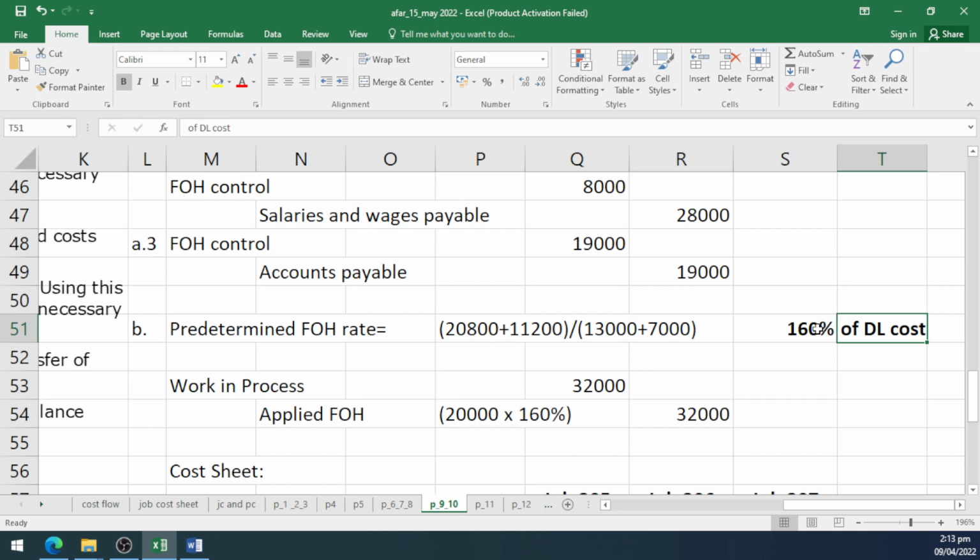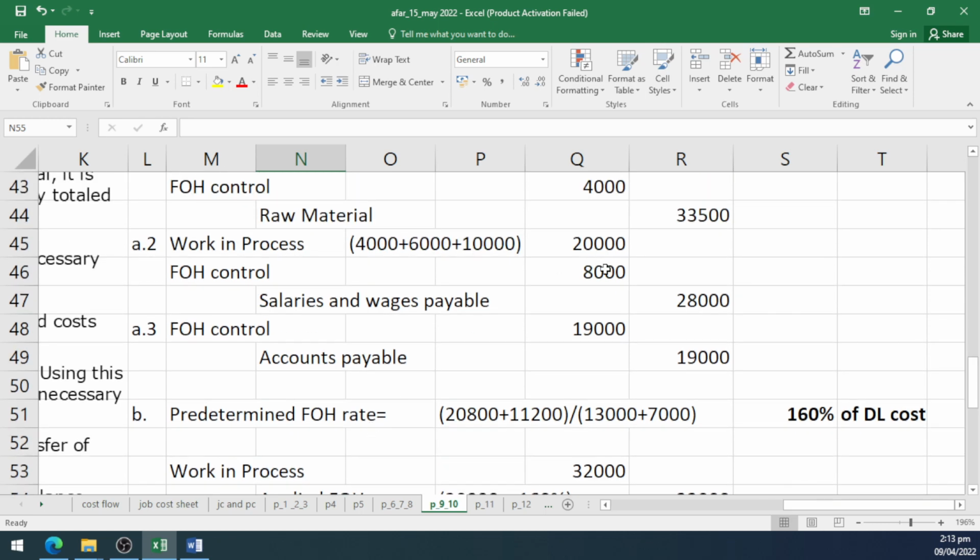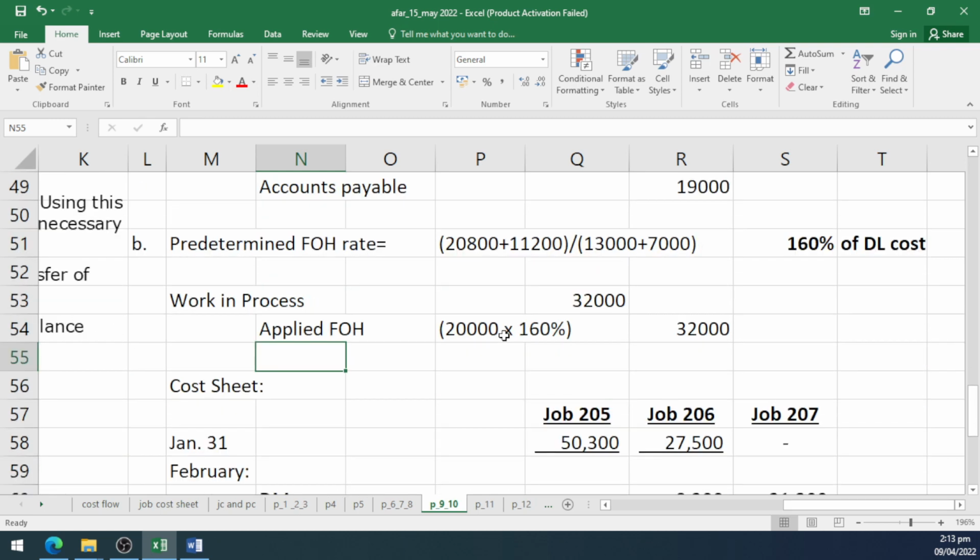So our entry now to record application of overhead: ang ating direct labor for the month of February, na-record natin kanina, ito 20,000. So 1.6 or 160%. Debit work in process, 32,000. Credit applied factory overhead, 32,000. Okay? So, kompleto na tayo ng entries.